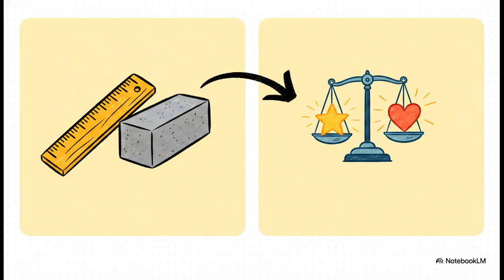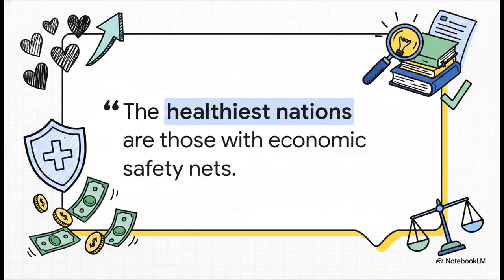We're actively moving from just observing reality to actually assessing its worth. It's the exact difference between saying, this car has a hybrid engine, and this car is the most efficient choice for daily commuters. Going back to that running example from our text, look at how the author actively evolves their argument. Now it reads, the healthiest nations are those with economic safety nets.